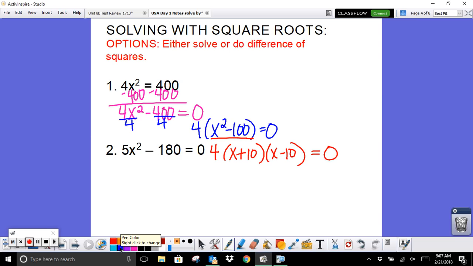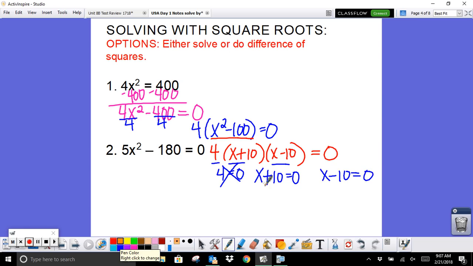Now I actually have 3 factors here. I need to set them all equal to 0. All right, well if I set 4 equal to 0, notice I don't have an x, so this isn't going to be a solution. All right, so I'm done with that. Now I have x plus 10 equals 0, and I have x minus 10 equals 0. Now these you could probably do in your head.